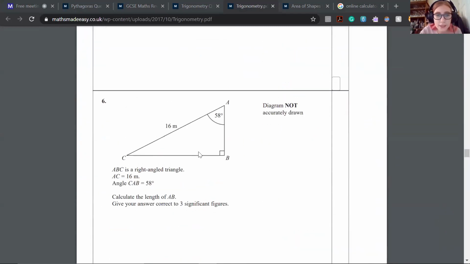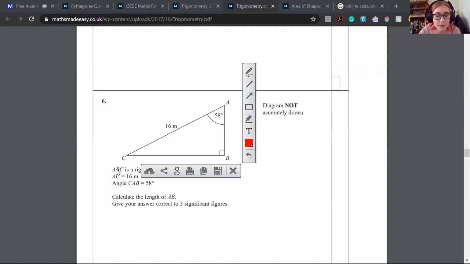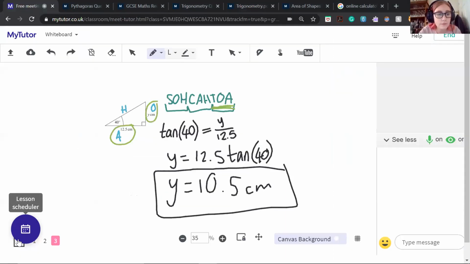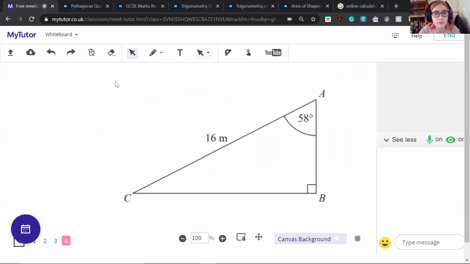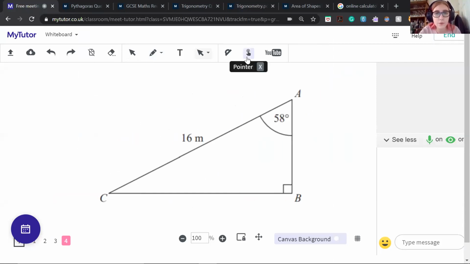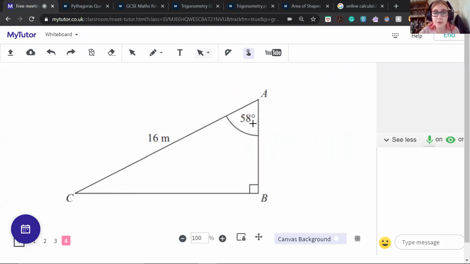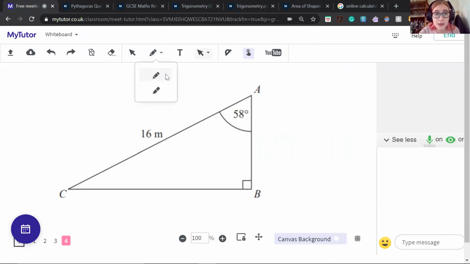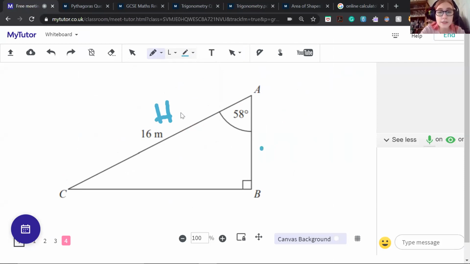Cool. So this one's asking us to calculate the length of AB. So that's what we'll do. So we've got this one here, and it's a right angled triangle. So even if it probably won't tell you to use Sohcahtoa, again, we see it's right angle, we see it's got an angle in it, so we know it's Sohcahtoa. So the first thing we do is we label our sides. We know that this one's the hypotenuse. This is the adjacent because it makes up this angle.